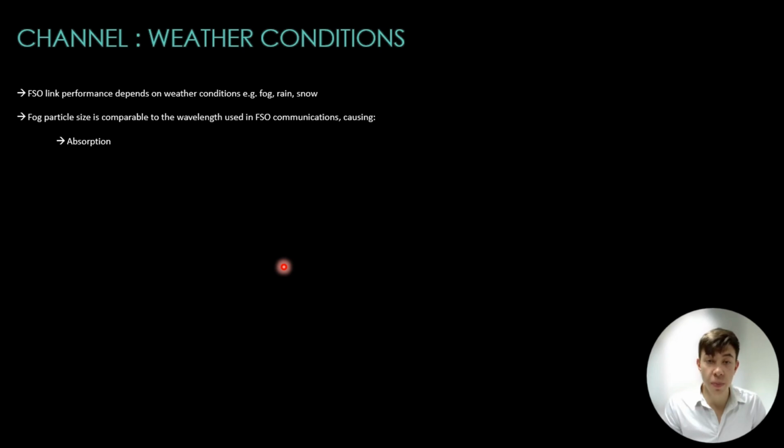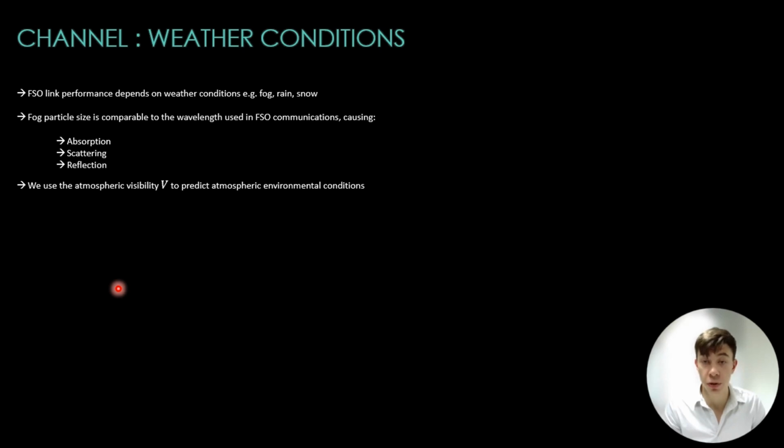Fog particles are comparable in size to the wavelength used in free space optical communications. This leads to three primary phenomena. Absorption: fog droplets absorb a portion of the laser beam energy, weakening the signal. Scattering: the droplets scatter light in various directions, causing some of it to deviate from the intended path and leading to signal loss. Reflection: a fraction of the light is reflected back towards the source, further diminishing signal strength.